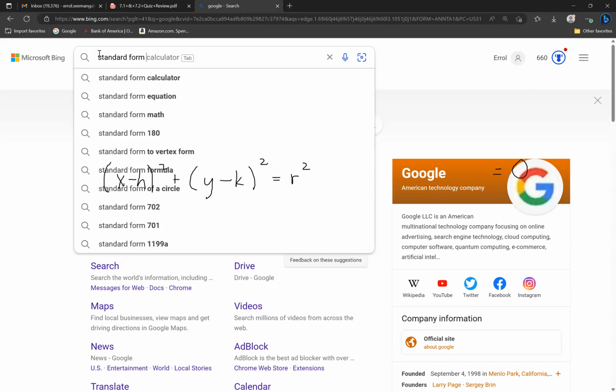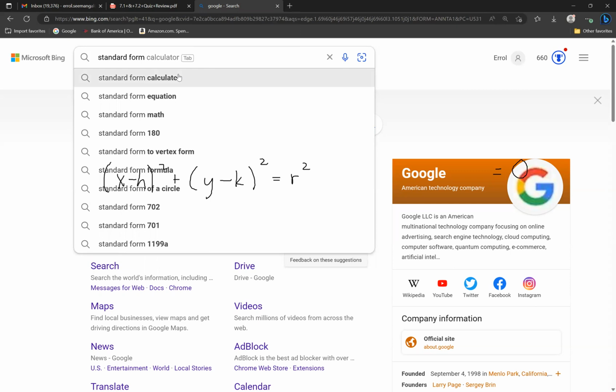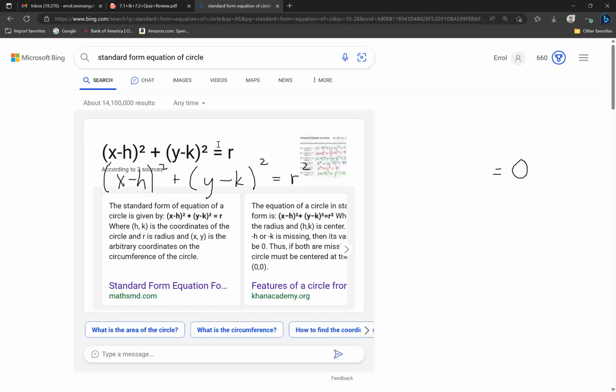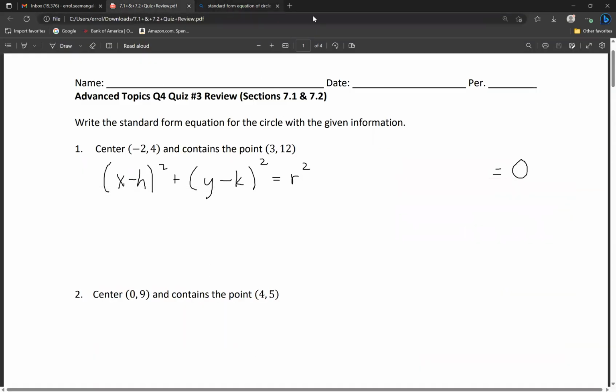Standard form equation of a circle. Okay, yeah, I was right. It's this one right here. See this? It's the same one right here. Okay, so with that formula that I wrote, h, k is assumed to be the center. So this is h comma k, the center.